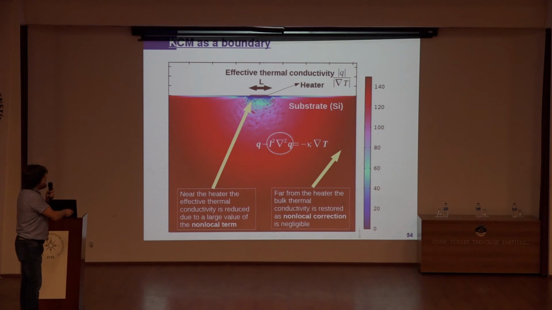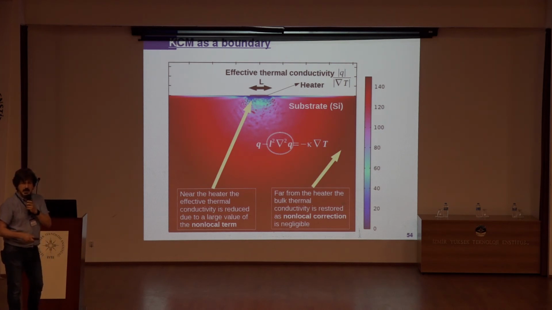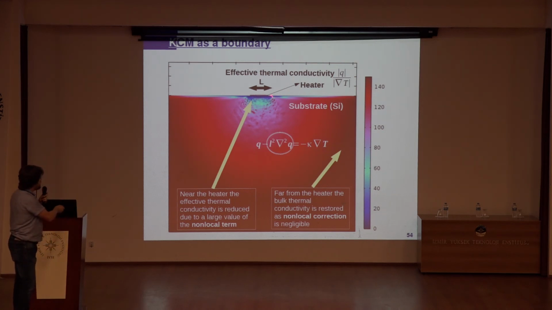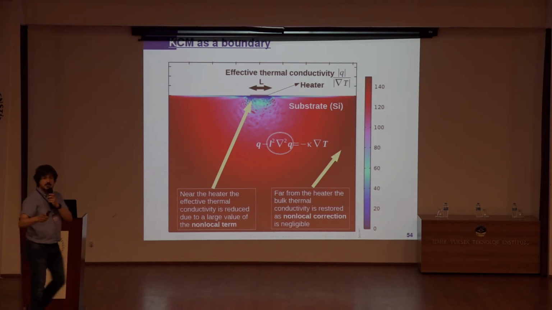Well, another thing, and I finish with this, I'm just in time. If we calculate the effective thermal conductivity locally, that is, the heat flux divided by the gradient of T, this gives us the thermal conductivity locally. And what we get is that far away from the heater, we get the bulk value of the thermal conductivity for silicon, but when you go near the contact point, you get a thermal conductivity that is very reduced.